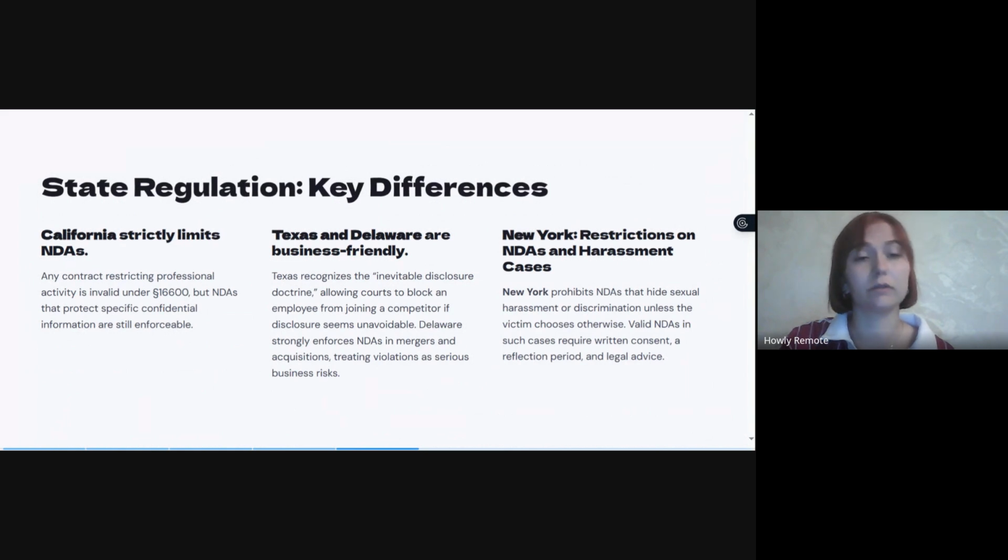New York has some specific law. NDAs cannot be used to hide harassment or discrimination unless the victim agrees. And there are strict rules about consent and review periods for such cases. So it can be used to hide harassment, but in New York, there are some specific rules, procedures, review period, and other things.